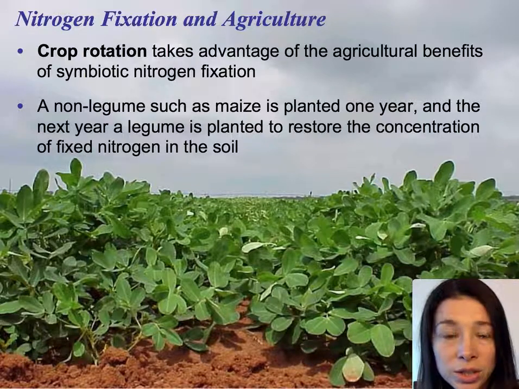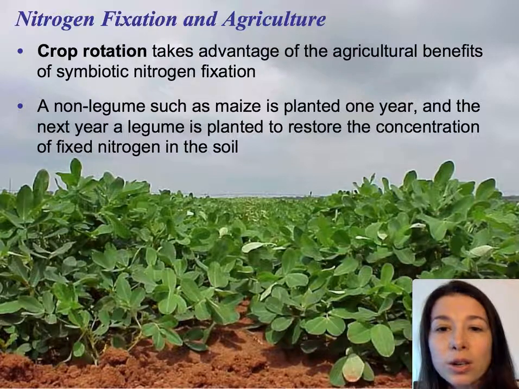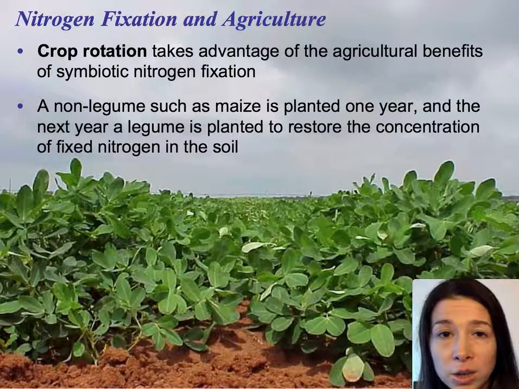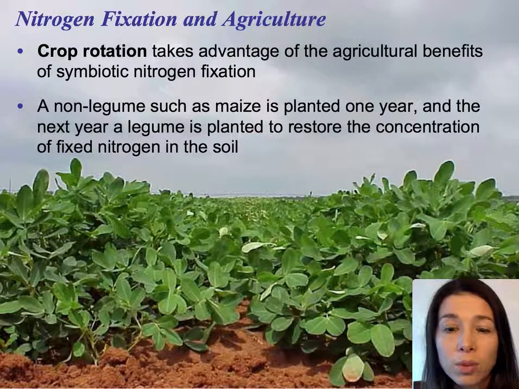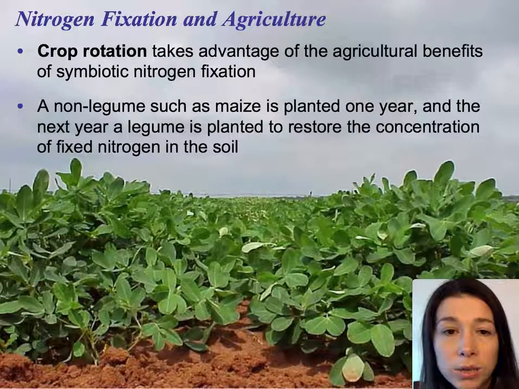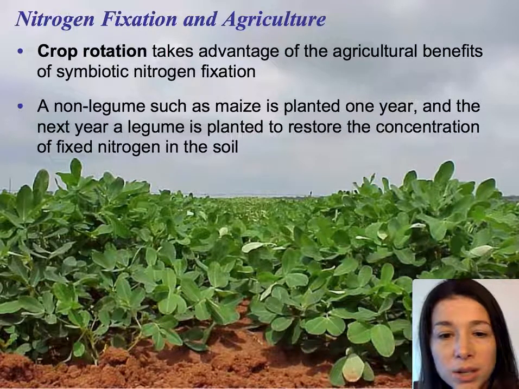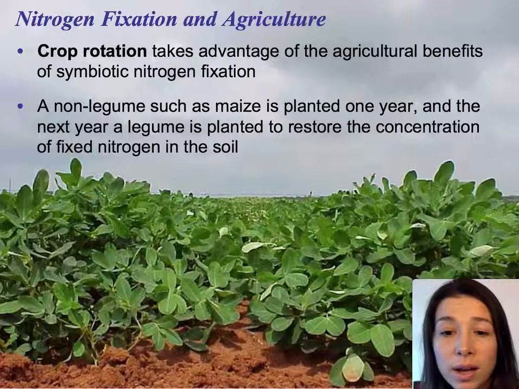Crop rotation, just as a review, takes advantage of the agricultural benefits of these nitrogen-fixing bacteria that live within legumes such as peanuts or pea protein or other examples like that. So what is crop rotation? Say we want to grow a field of wheat and we grow the wheat. Nitrogen is depleted from the earth, right, because the plants take up the nitrogen that is available there.